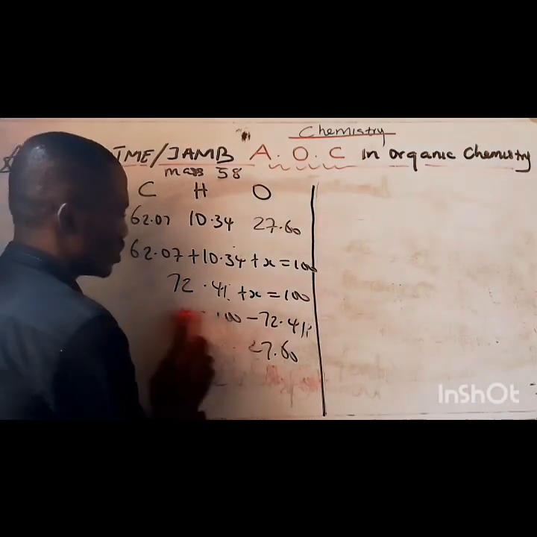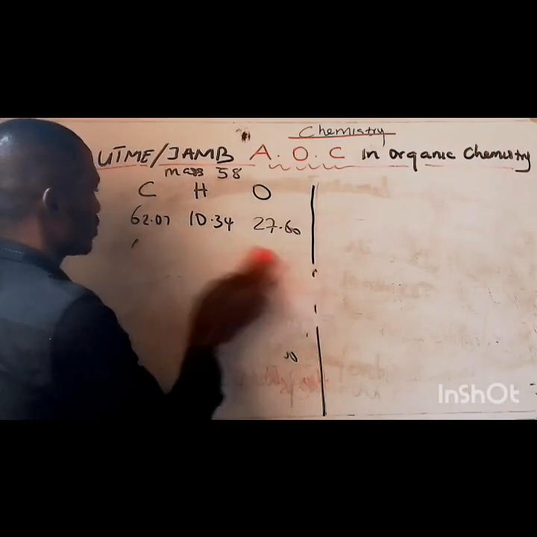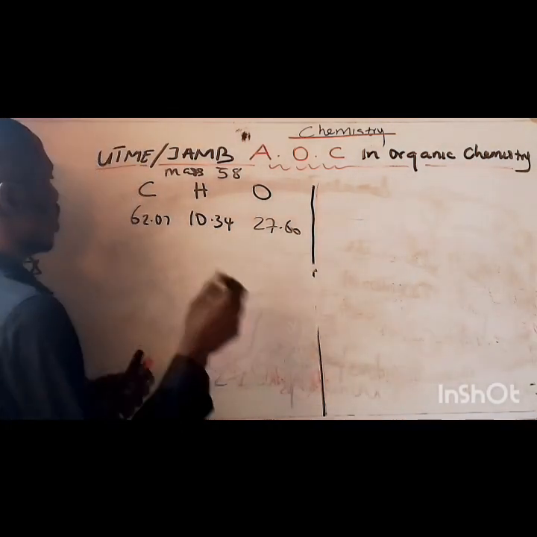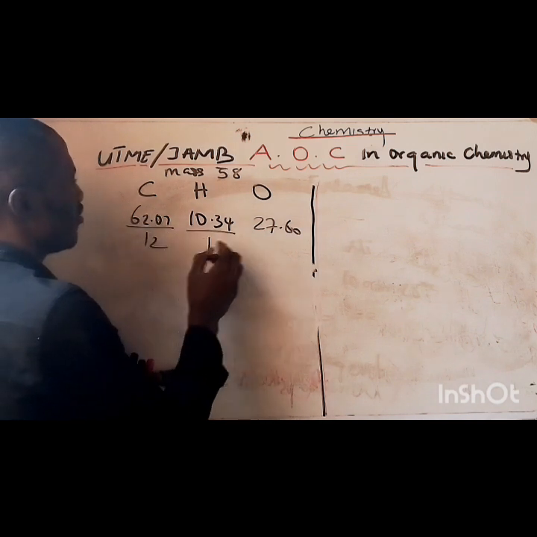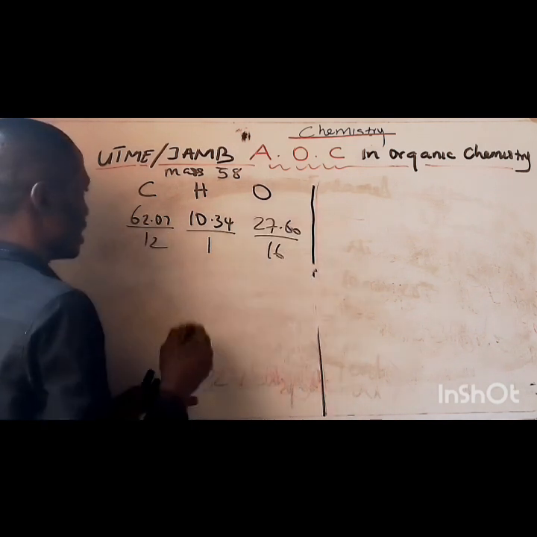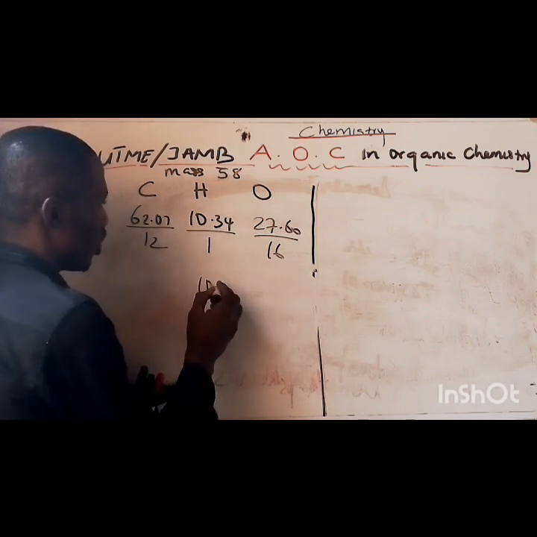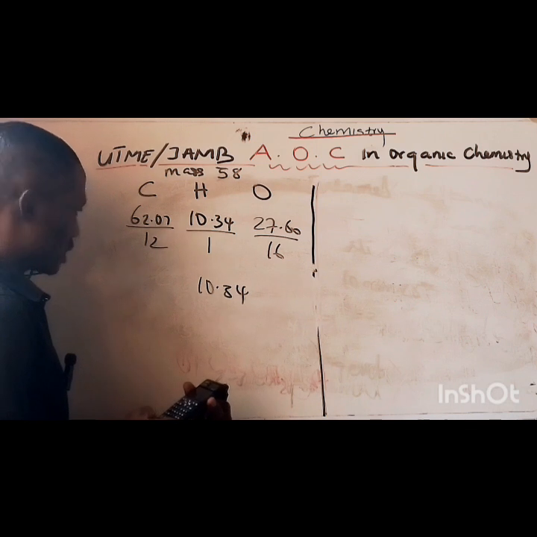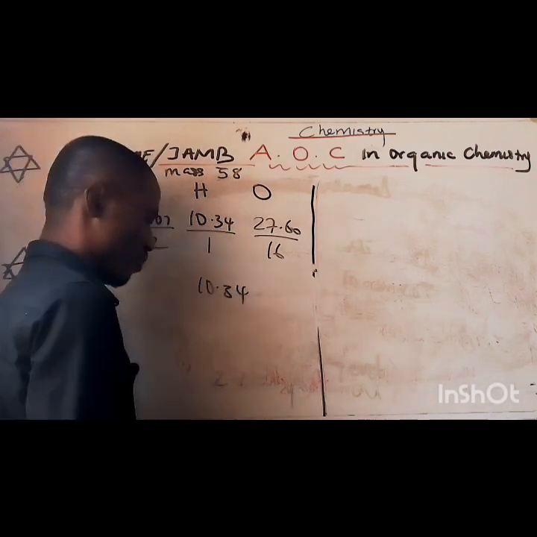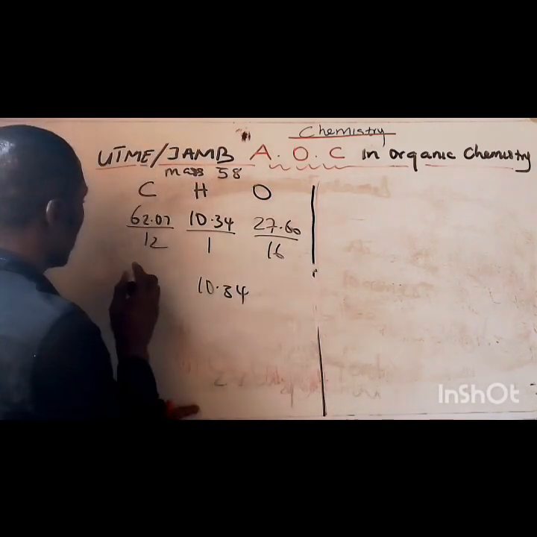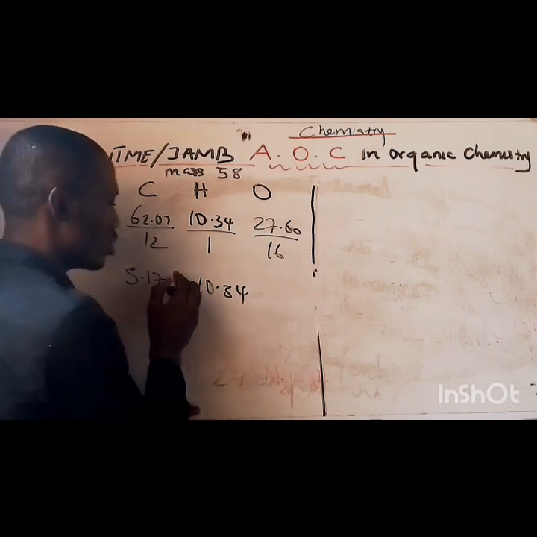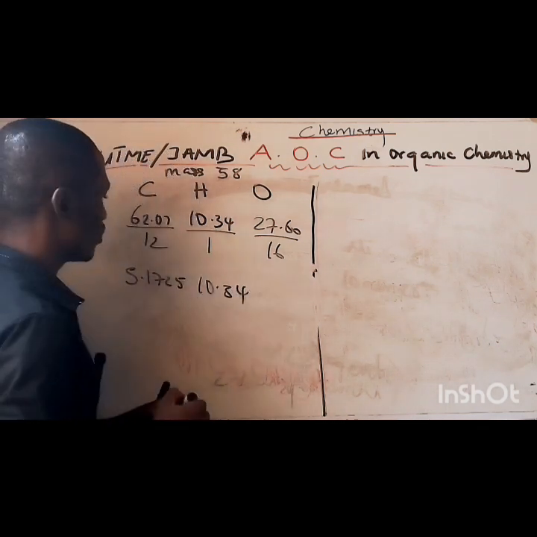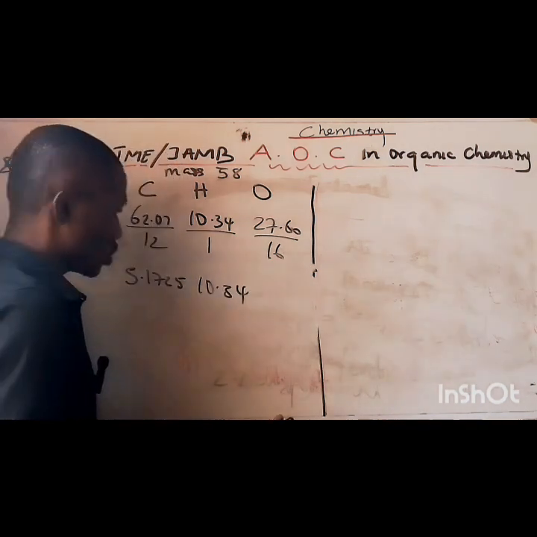If I've gotten that, I can now solve. Alright, so let's solve now. Carbon is 12, so I'm dividing by 12. Hydrogen is 1, dividing by 1. Oxygen is 16, I'm dividing by 16. This guy will become 10.34. Actually, let's divide this one. We're dividing 62.07 by 12. That will give me about 5.1725. Alright? Now let's divide this.